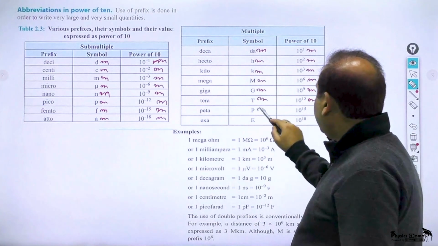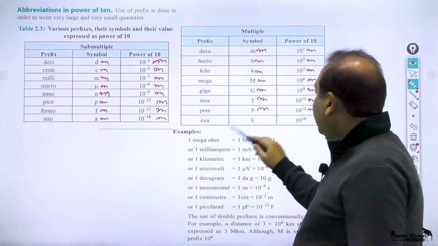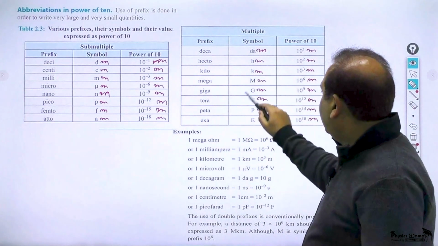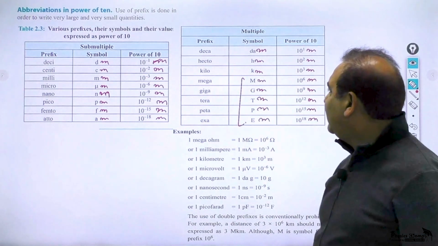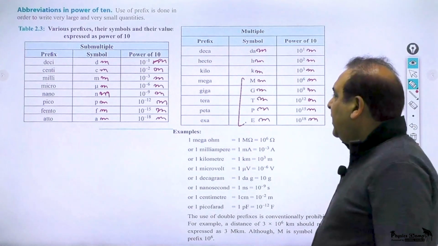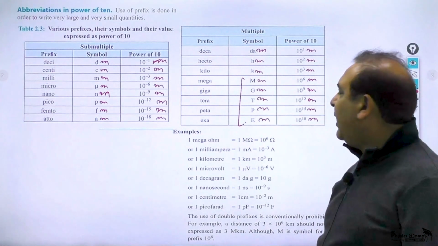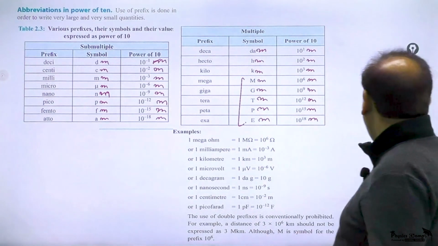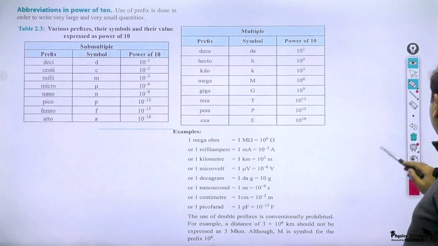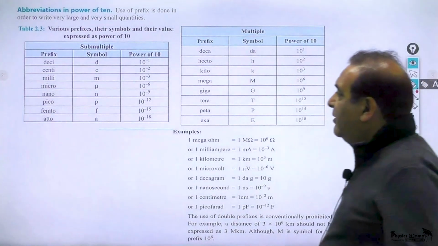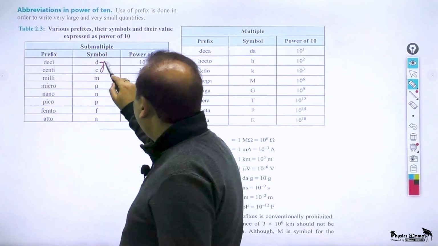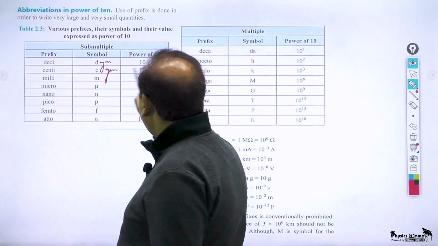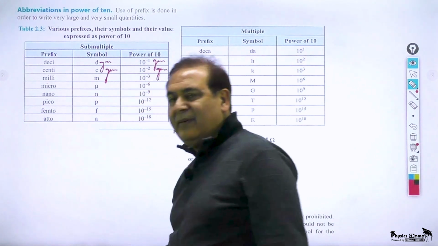1 petameter is 10 to the power 15 meter. 1 exameter is 10 to the power 18 meter, like that. They are the bigger units. And remember, all these bigger units, mega, giga, tera, peta and exa, are in capital letters. And it is not only for meters, it is also for gram or maybe kilogram. Similarly, I can say 1 decigram is 10 to the power minus 1 gram. 1 centigram is 10 to the power minus 2 gram, and like that.